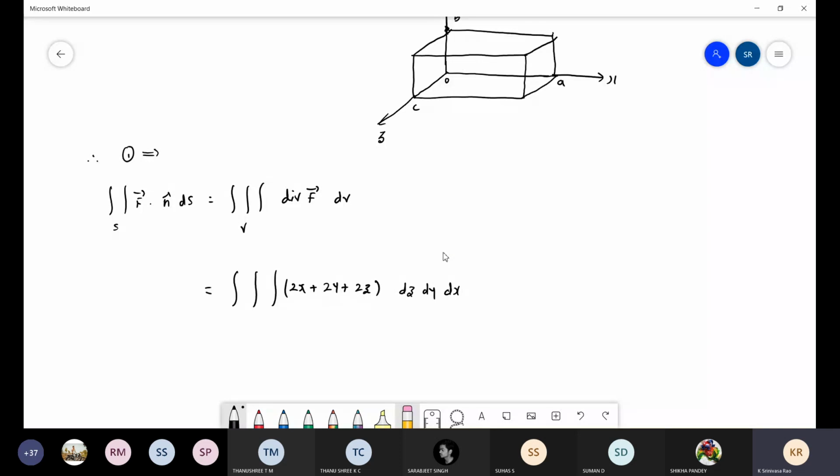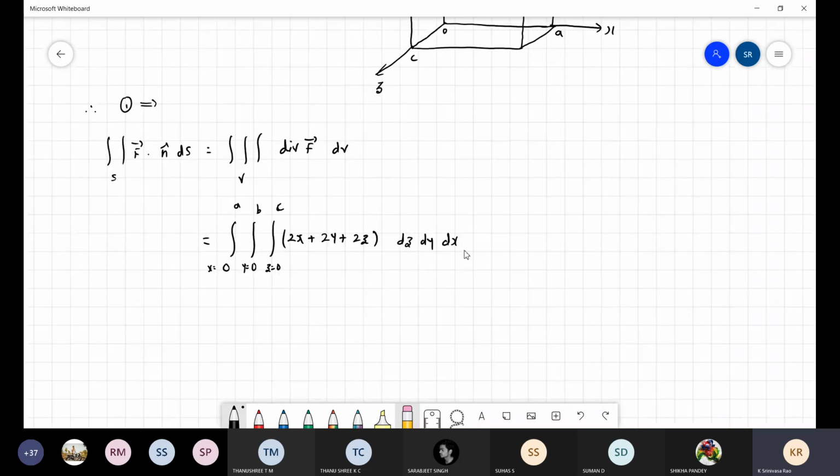Anyhow, in this problem all three limits are constant only, varying from 0 to a, 0 to b, 0 to c. You can write in any order. But if a variable comes in the limits, you follow this procedure: dz first, dy second, and dx third. Third means outer integral. Now x varies from 0 to a, that you can write here, x equals 0 to a. Then y equals 0 to b, and z equals 0 to c. So that's it. Just go on, integrate one by one, step by step.